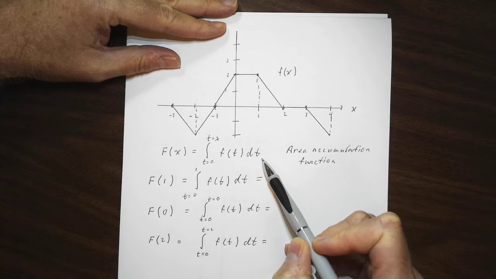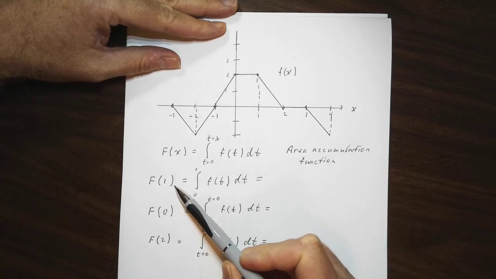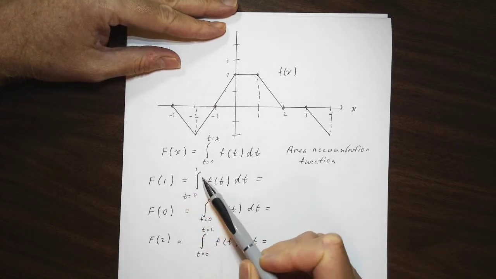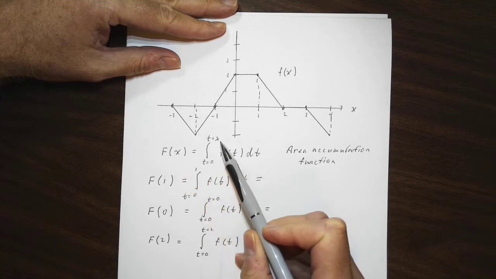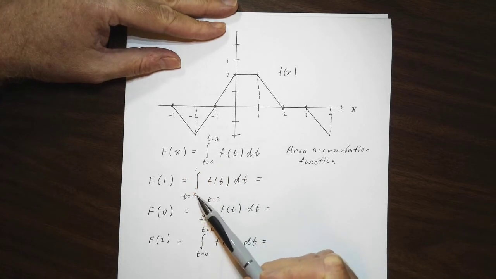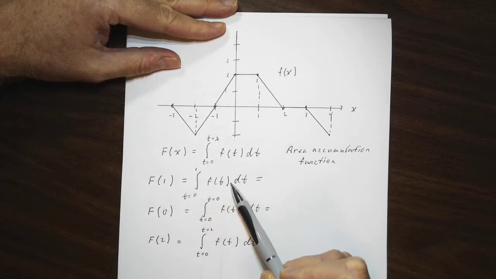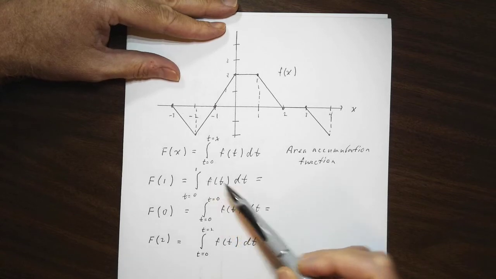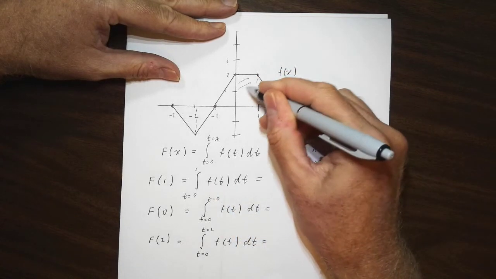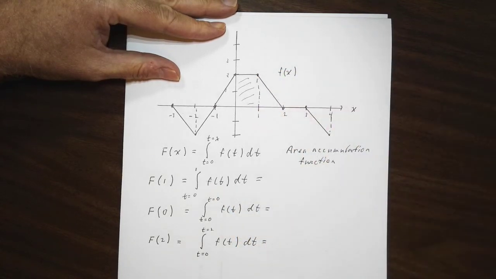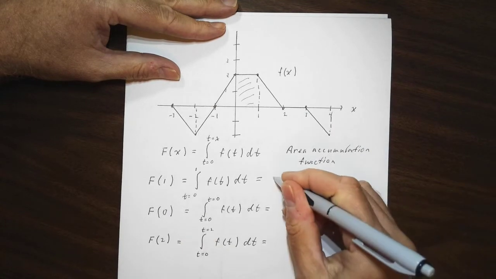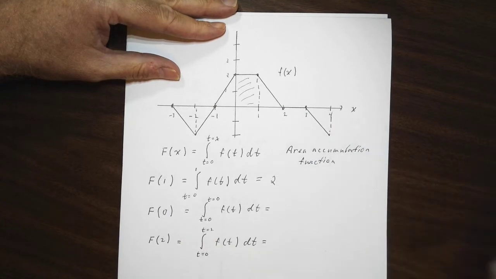Let's say we try to compute capital F of 1. Then the rule for the function says substitute 1 in for your upper endpoint. So we want to compute the definite integral of the function little f from 0 up to 1. And that's nothing more than this signed area here, which is the area of that rectangle, or in other words, 2.